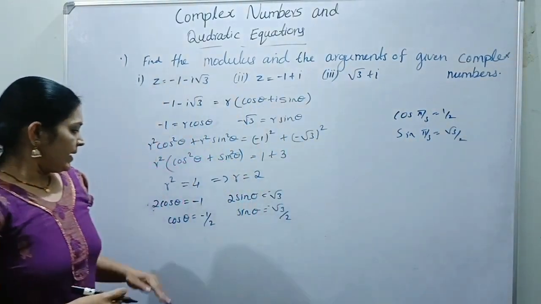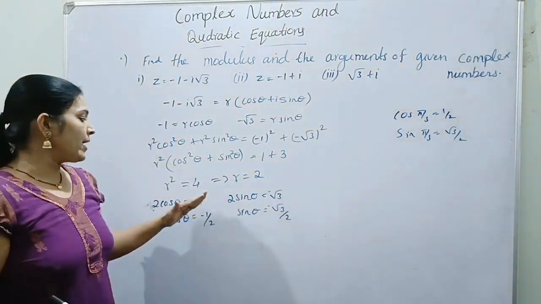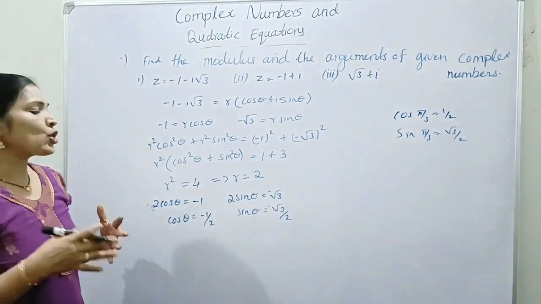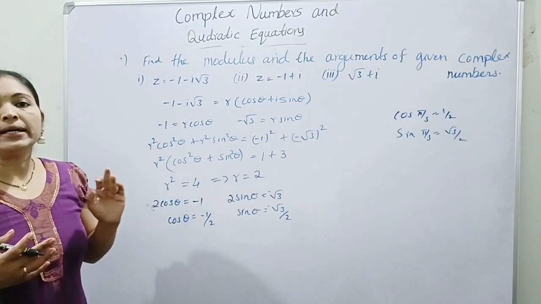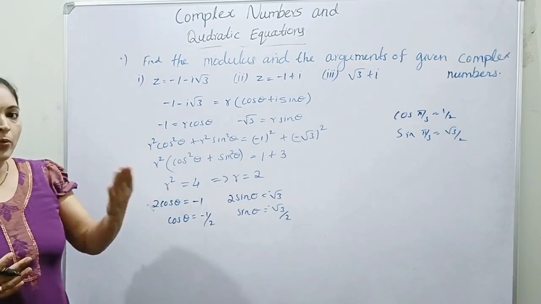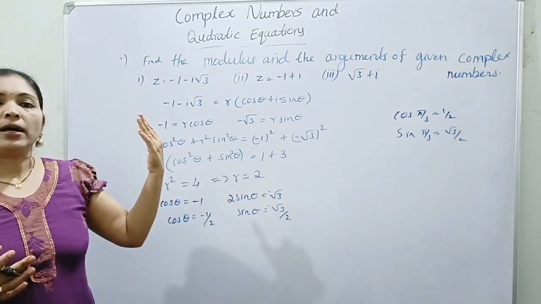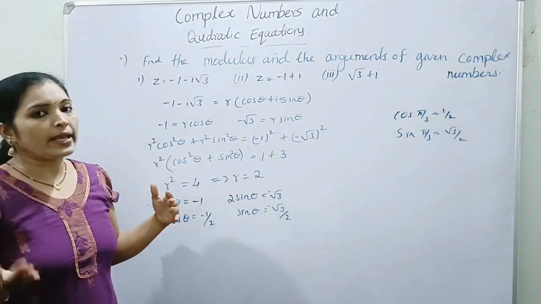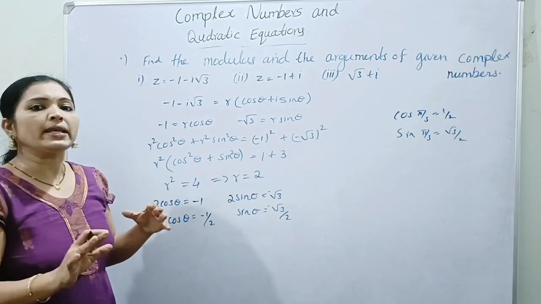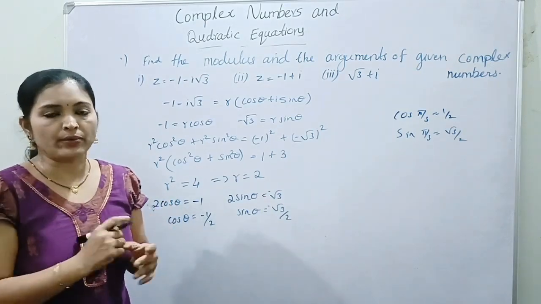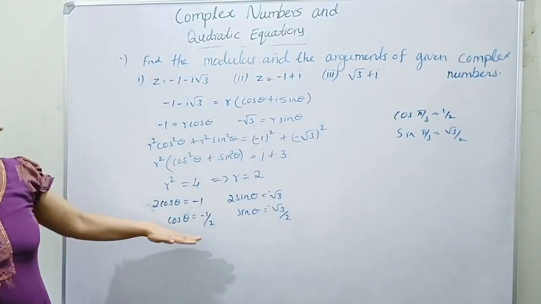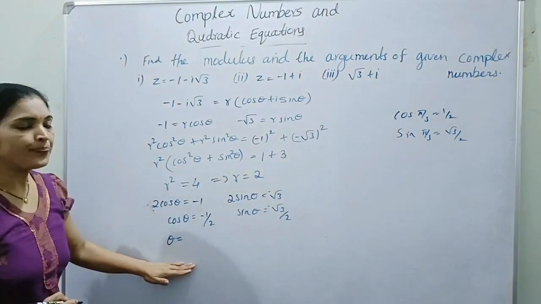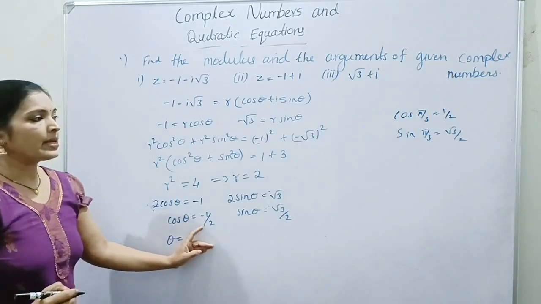Then, here we have got the sine and cosine values negative. Where are sine and cos negative? In the third quadrant. In the first quadrant, all are positive. In the second quadrant, sine is positive. In the third quadrant, sine and cos are negative. Only tan is positive, right?